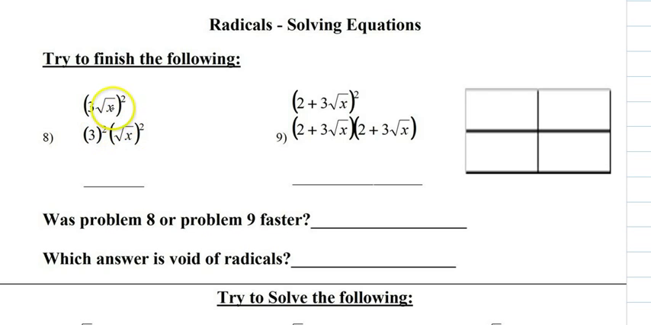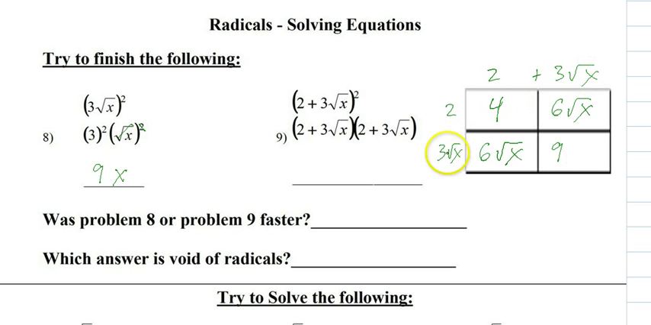We get 3 squared and then the square root of x squared, which gives us 9 and x. Nice clean answer. Now let's try it when there's a plus. With a plus, if you write it twice, that means you have to use FOIL, which gives us 4, 6 radical x, 6 radical x, and 9. There's a pair, so we can take it out, which gives us 4 plus 12 radical x plus 9x.